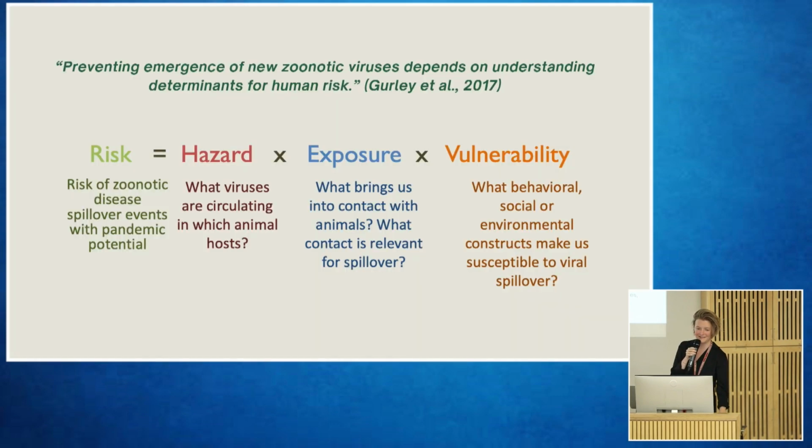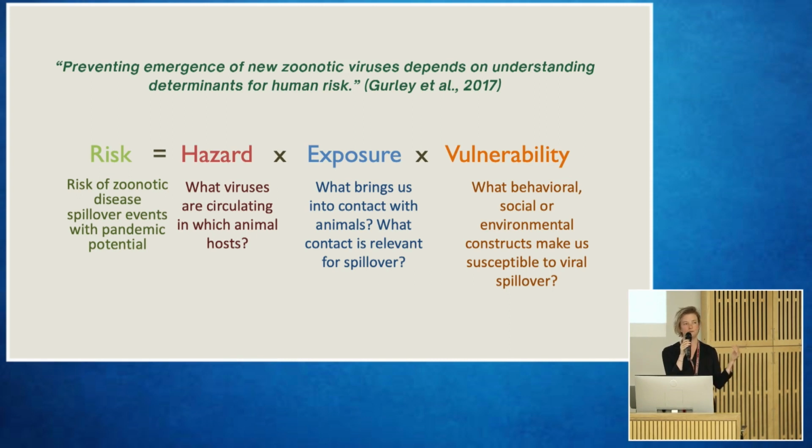Let's talk about risk. So I just put up a quote here, which is sort of a North Star for some of my work, from Emily Gurley, who does a lot of fantastic work in this space. She asserts that preventing emergence of new zoonotic viruses depends on understanding determinants for human risk. And so I want to pick apart a little bit what we refer to when we refer to risk. And I think this is important, especially if we're starting from the place of a high-level pathway, to really be able to get specific about how that functions.